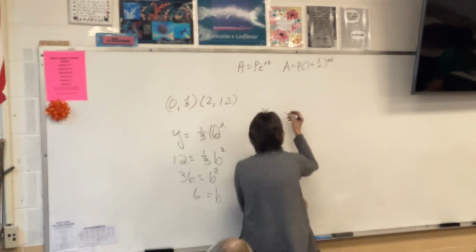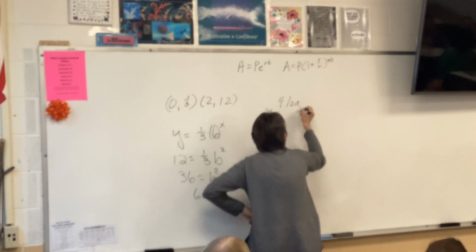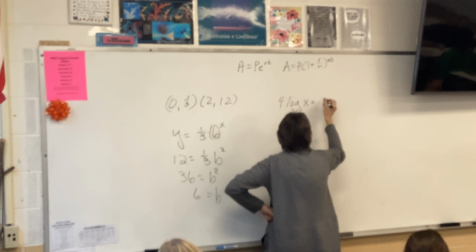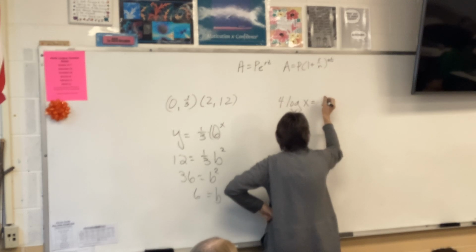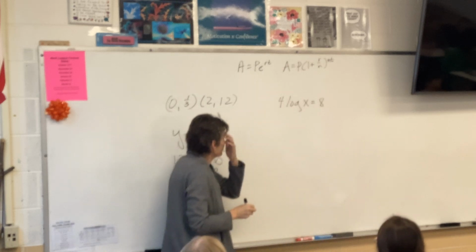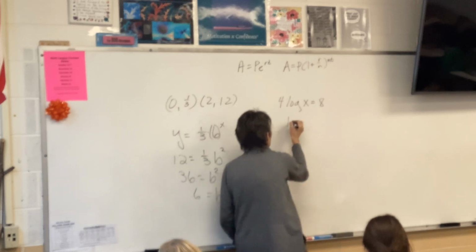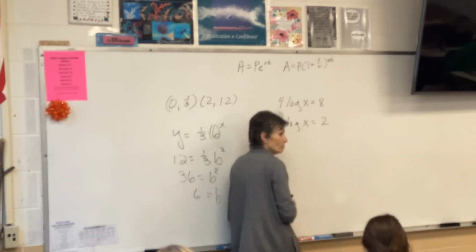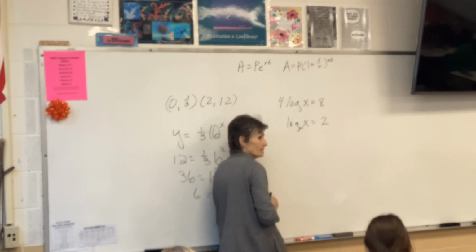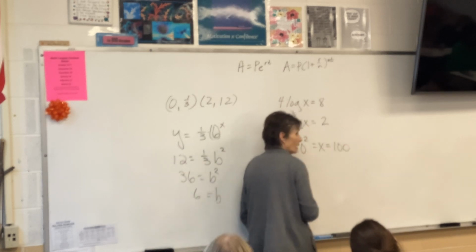Okay, so let's say we had 4 log x equals 8. That's kind of easy. We'll do another one, that one's kind of easy. What would we do first? Divide by 4, so log x equals 2. And then we recognize our base is 10. So 10 squared equals x, and x would be 100.